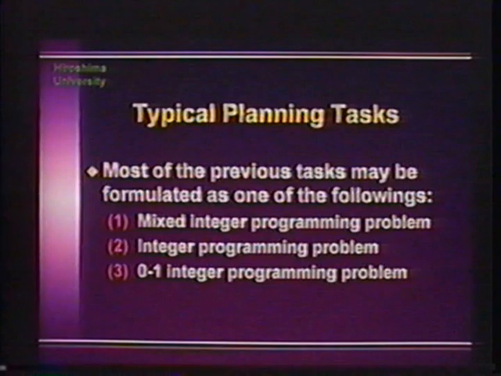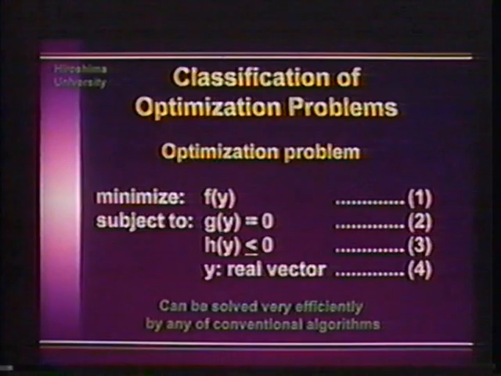Most of the previously raised tasks may be formulated as one of the following, except the last two. The first is a mixed integer programming problem. The second is an integer programming problem. The third is a 0-1 integer programming problem. I will formulate these classes of problems later. So naturally, I would like to move to the classification of the optimization problems.